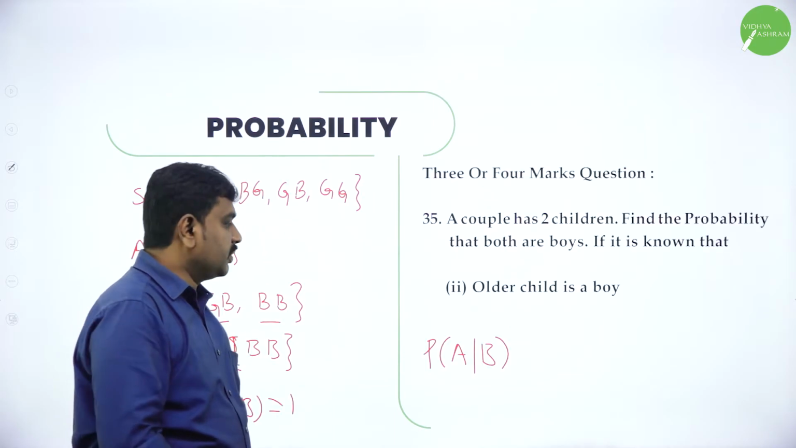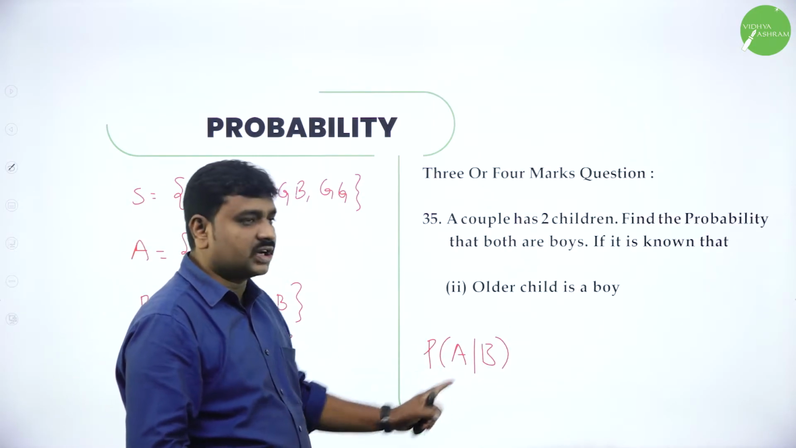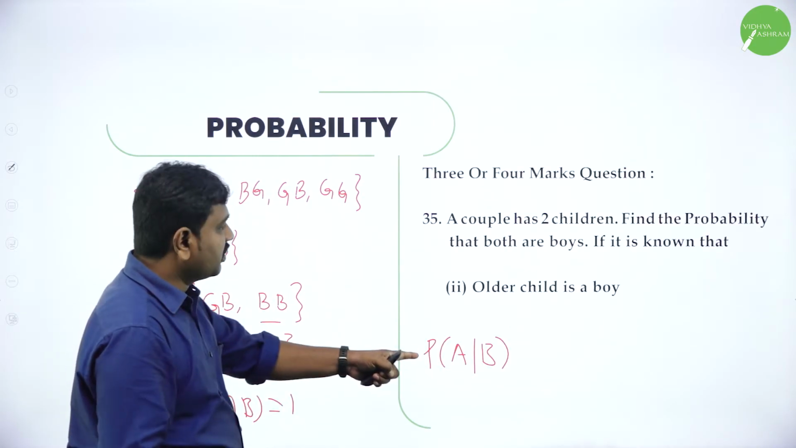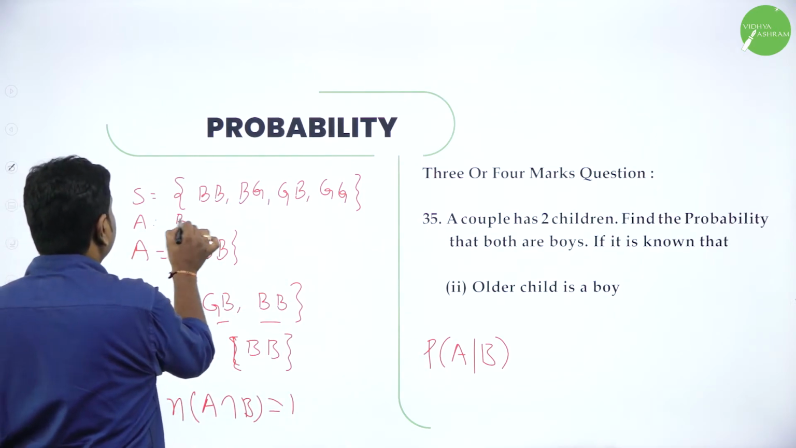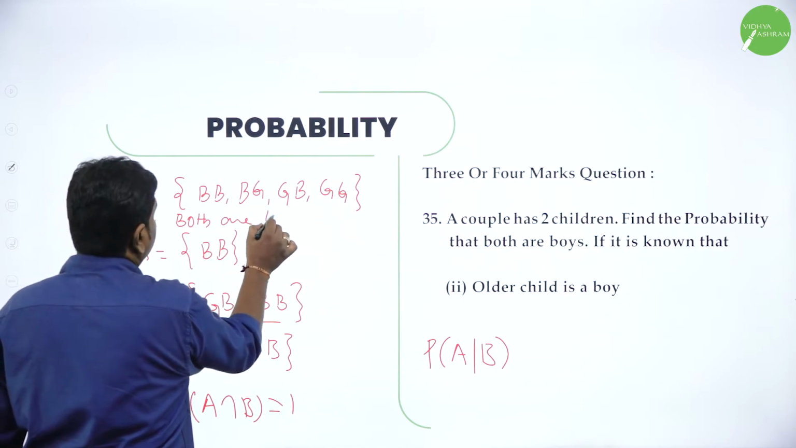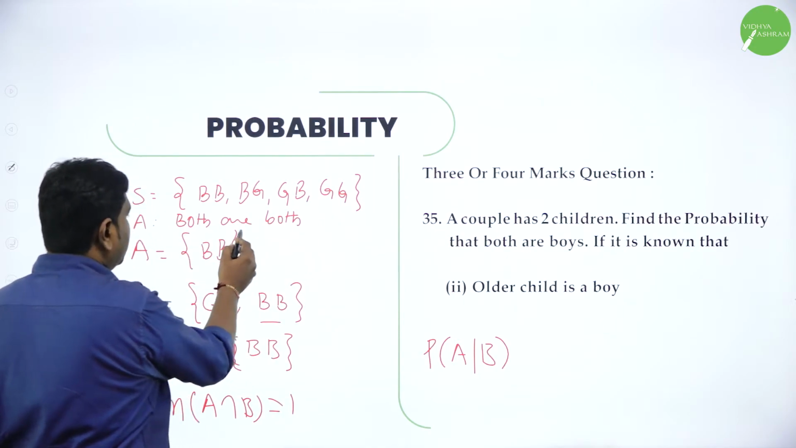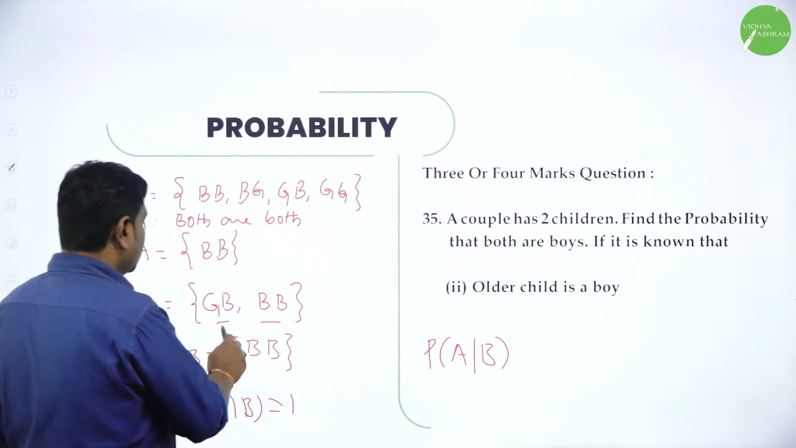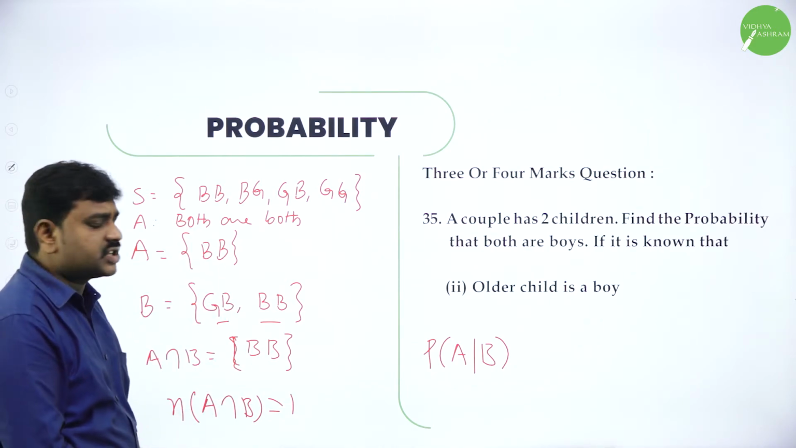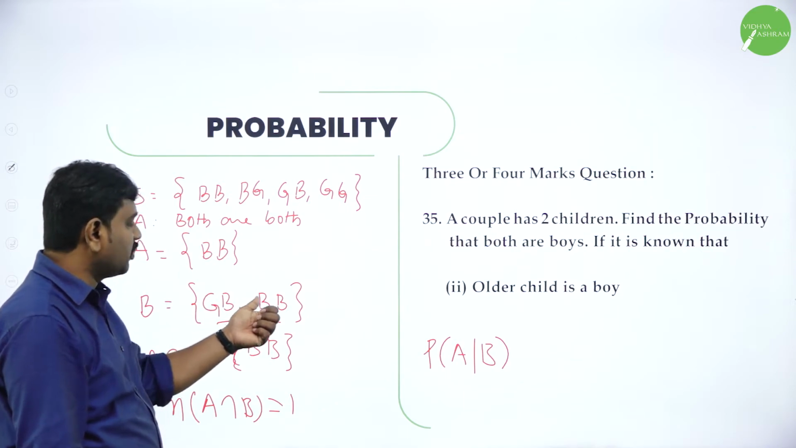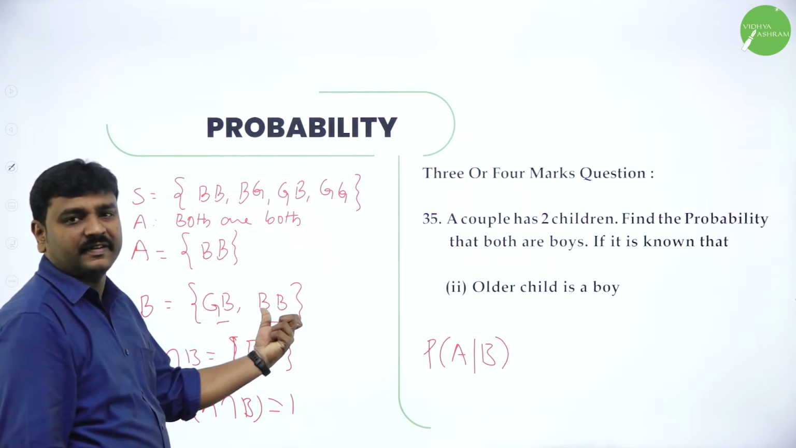So P of A by B means probability of A given B occurred. What is A? Probability both are boys. So event A is both are boys. So find the probability of A given that B occurred, given that older is boy. Older is boy means second child is boy. Second child is boy means what? Girl boy or boy boy. These are the two possibilities.